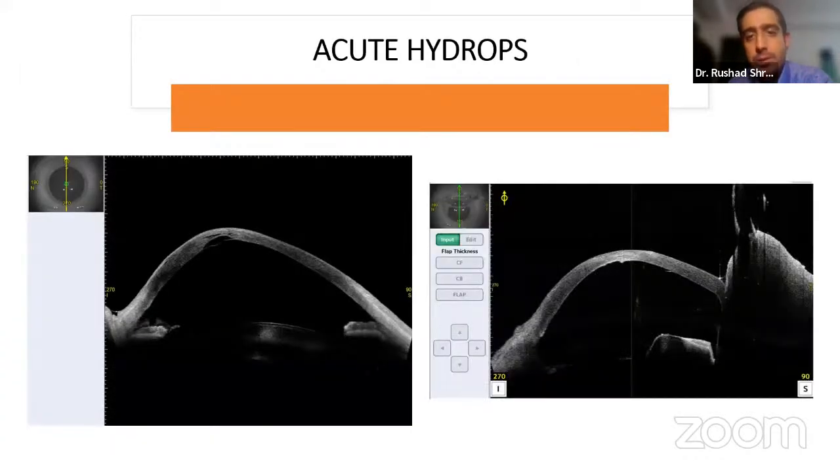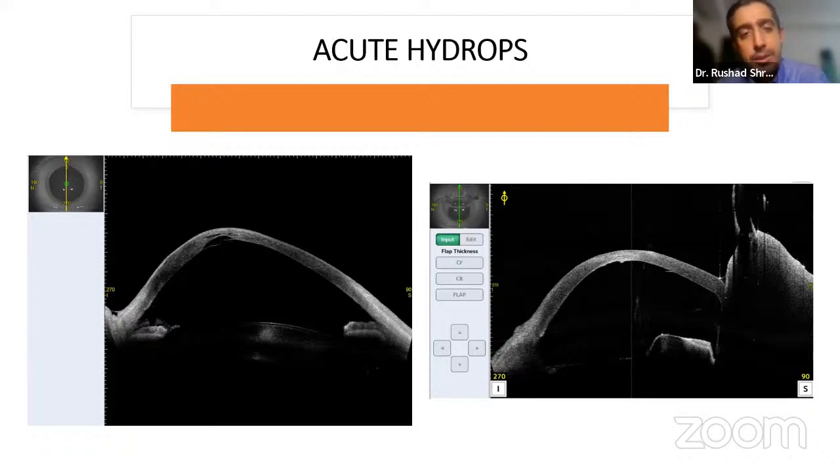Now, hydrops also occurs in keratoconus. What you can see here is this fluid, this hyporeflective area, and the Descemet's behind it. It's a break in the Descemet's membrane through which fluid has actually gone into the corneal stroma, and you're getting these vacuolated areas within that. So that is acute hydrops.